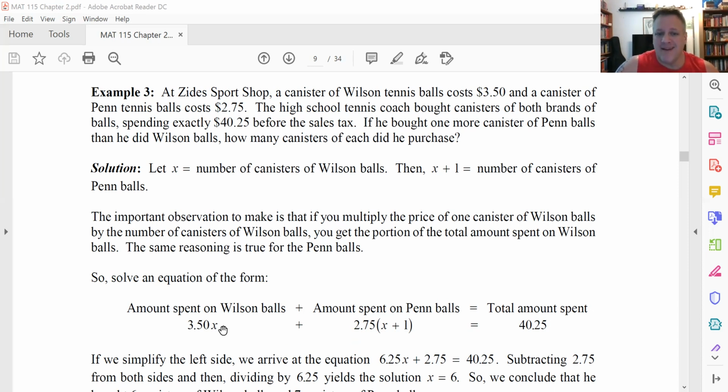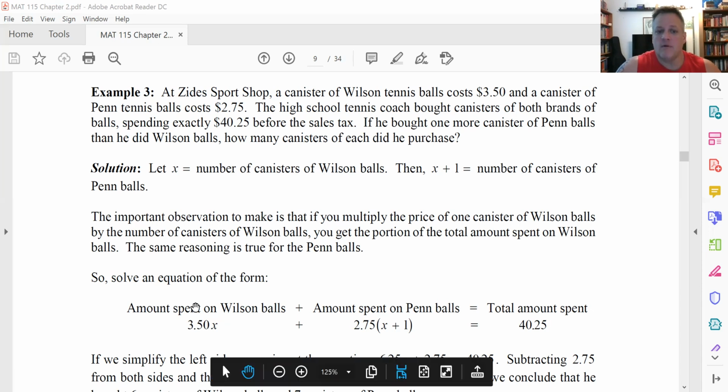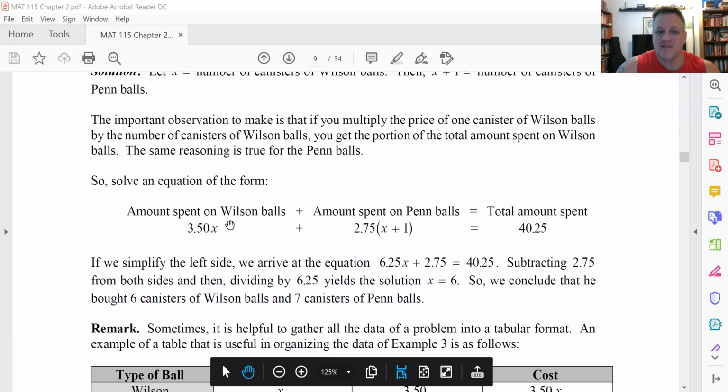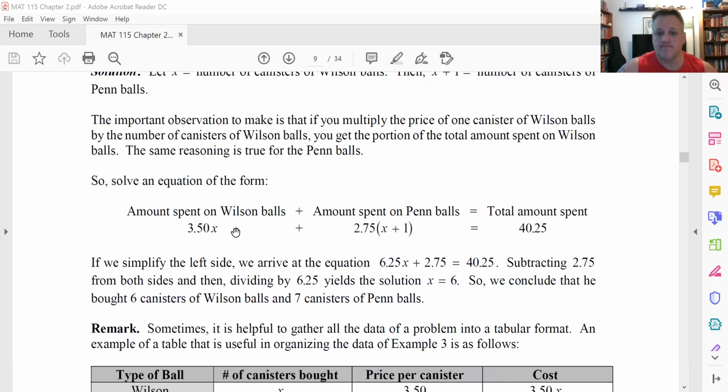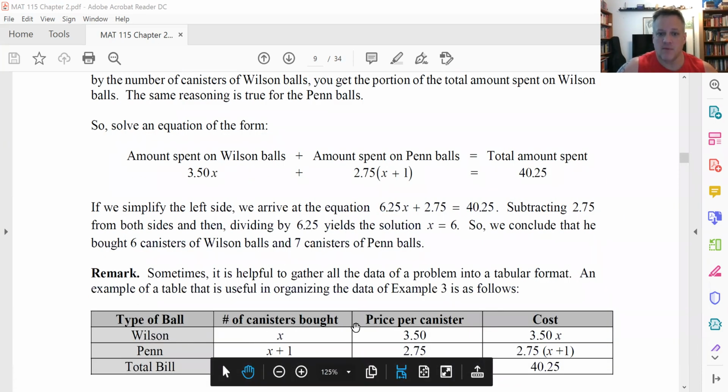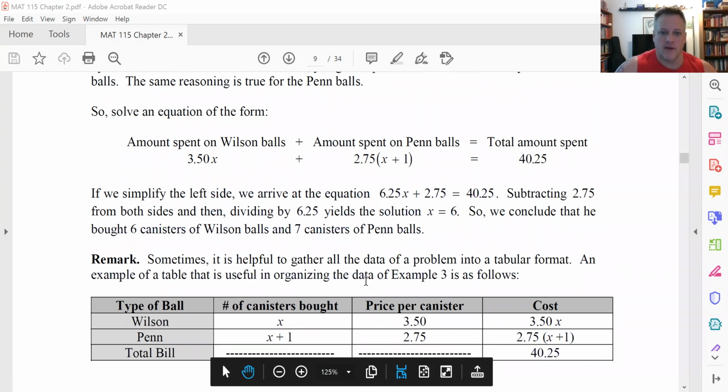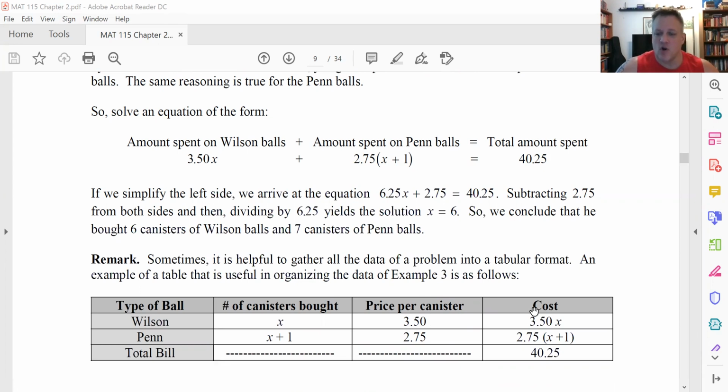Well, if he bought X canisters of Wilson balls and each canister cost $3.50, then apparently the amount he spent on X canisters of that type of ball has to be $3.50 times X. All right, so that's what I'm summarizing here. It helps sometimes to make a table just to gather the information. So the number of canisters bought times price per canister is the cost for that type of tennis ball.